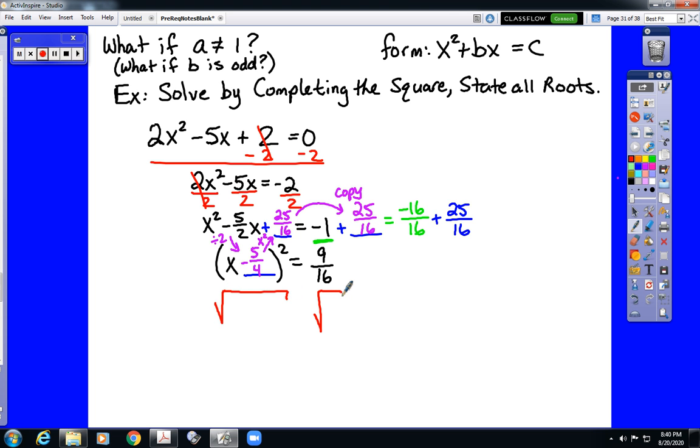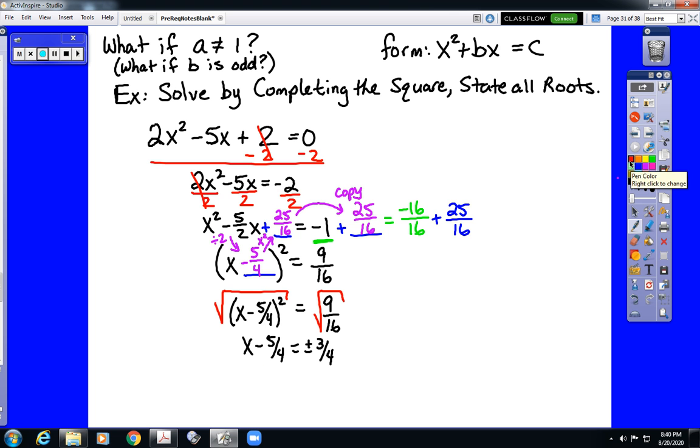Nothing else in this process changes. Our next step is still to take the square root of each side. So we have the square root of quantity x minus 5 fourths squared equals the square root of 9/16. Just like before, on the left side, all that happens is the exponent cancels with the root, leaving what's inside the parentheses, x minus 5 fourths. On the right side, when you take the square root of a fraction, that is the same as taking the square root of the numerator and the square root of the denominator. So the square root of 9 over 16 is the square root of 9 over the square root of 16, or plus or minus 3 fourths.